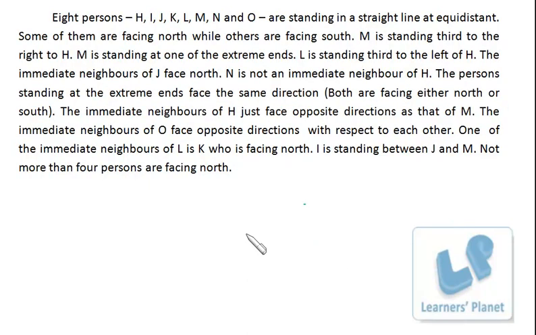Now let's see. M is standing third to the right of H. As I've already told you, whether H is facing north or south matters, so we draw both situations. First I assume H is facing north. Then M is standing third to the right of H: 1, 2, 3, so that is M over here. And if H is facing south, I draw it like this. Then 1, 2, 3, this is M.